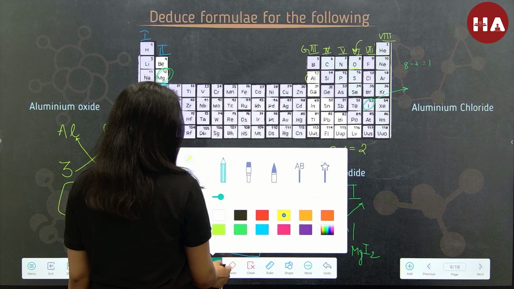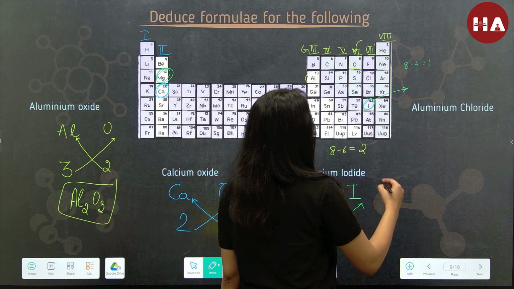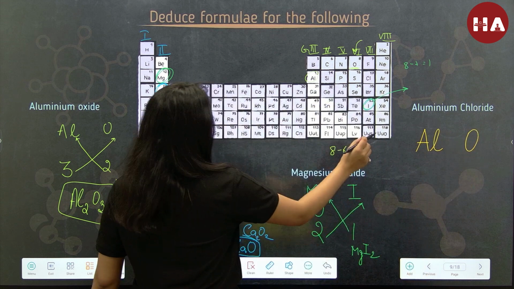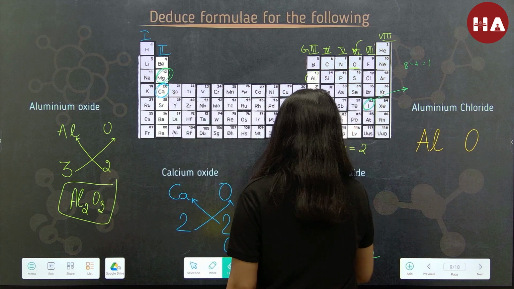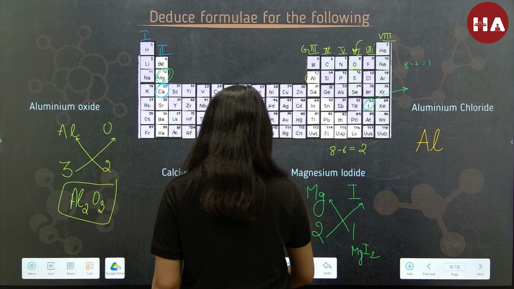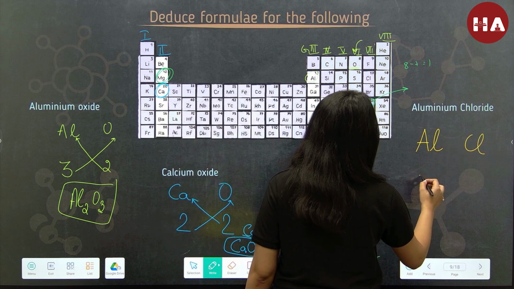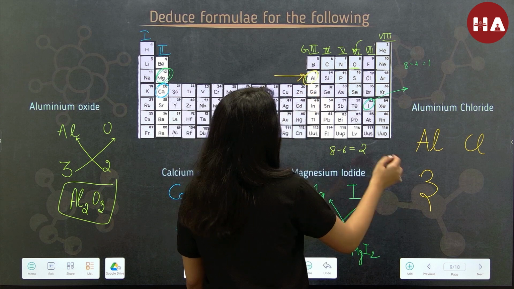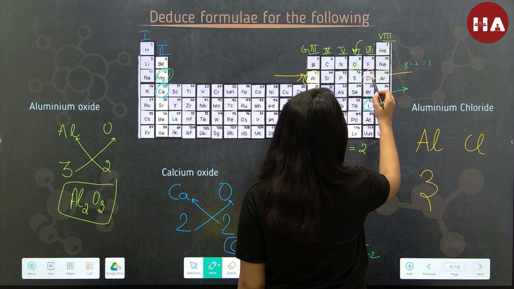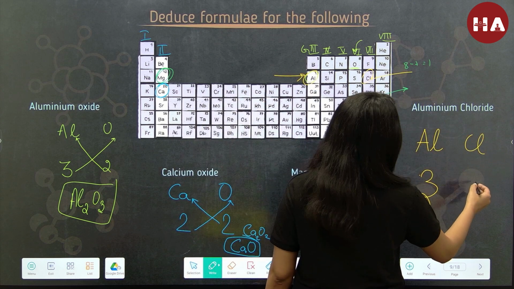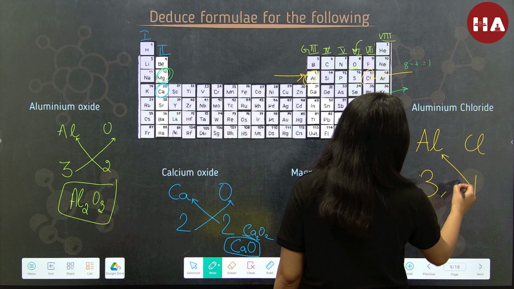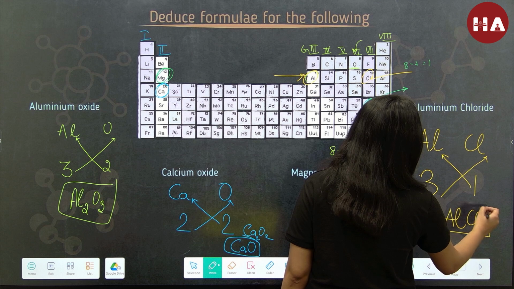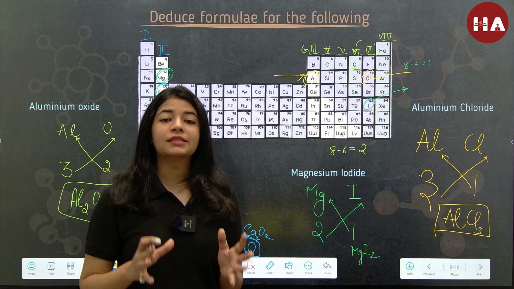Next is aluminium chloride. Here again two elements are given, aluminium and chlorine. What is the valency of aluminium? Aluminium is 3, because it is present in group 3. And what about chlorine? It is present in group 7, hence 8 minus 7 is 1. Then we simply crisscross and we get AlCl3. So the correct formula for aluminium chloride is AlCl3.